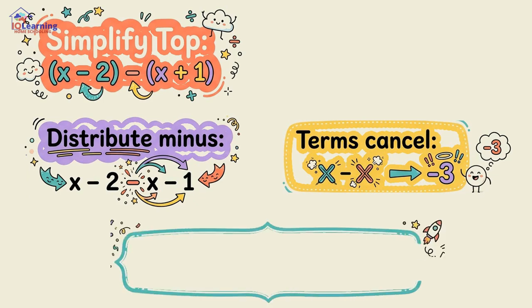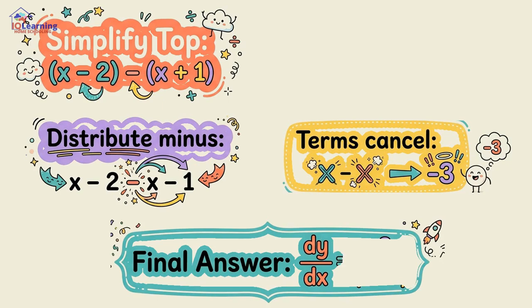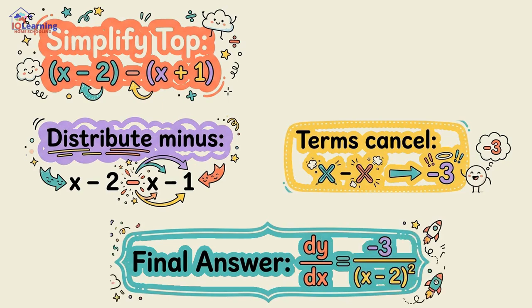So the final answer is dy over dx equals negative 3 over (x minus 2) squared. Notice the denominator stayed squared the entire time.